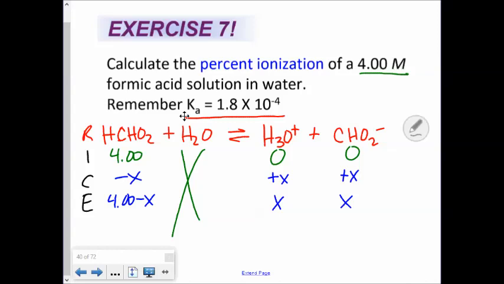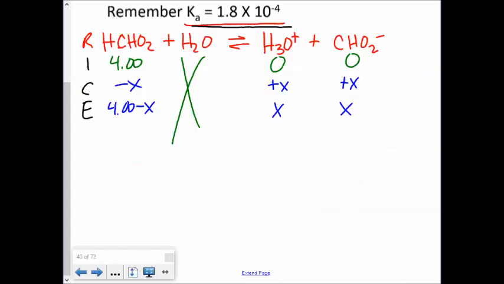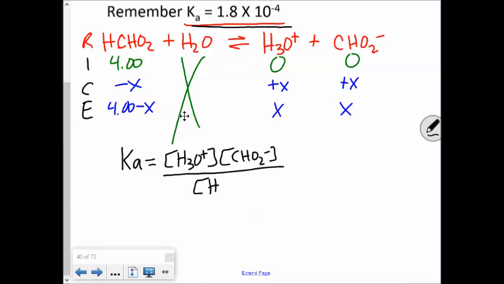We know the Ka value. So now what do we do? We can go ahead and solve for X. If you need that step, where you need to write out the expression, go right ahead and do so. Writing out the Ka expression, the hydronium times the formate concentrations over the concentration of the formic acid. Some people need to still do that step. That's fine. And then you substitute in our different values. So Ka was 1.8 times 10 to the minus 4. Substituting in our X values. So on the top, I should just put what? X squared. Okay. On the bottom goes the 4 minus X.